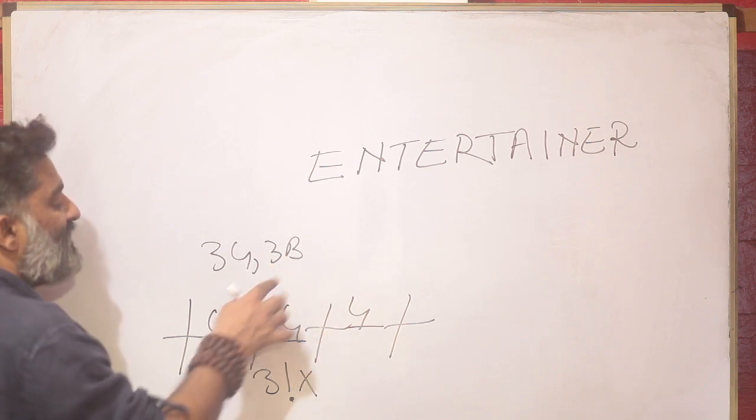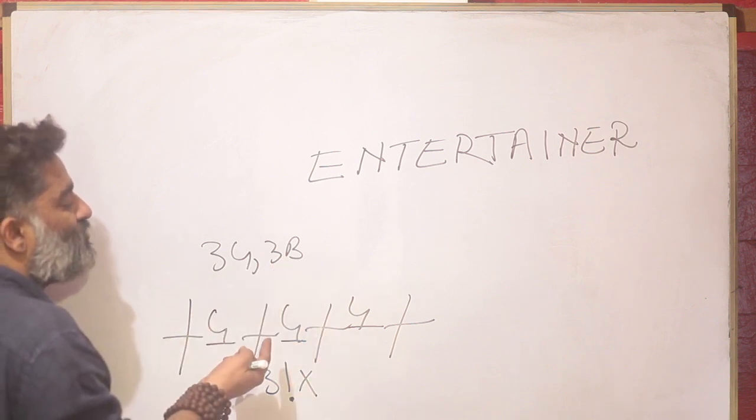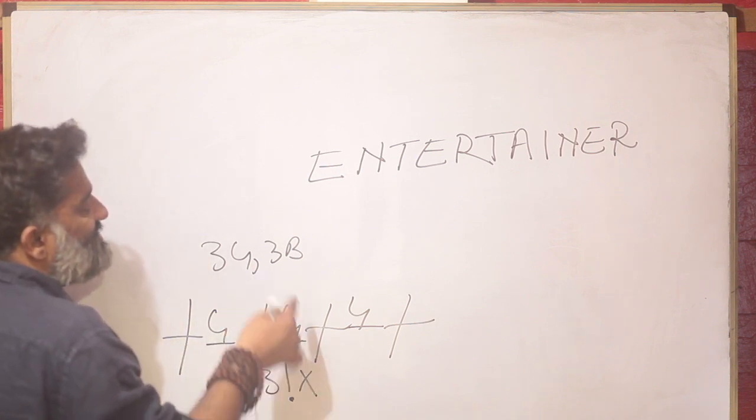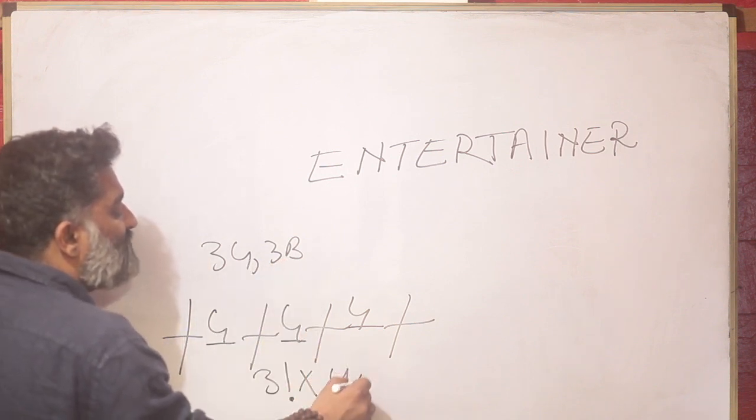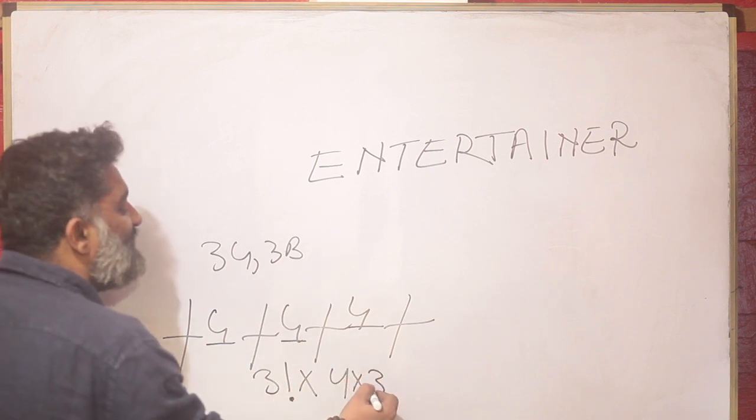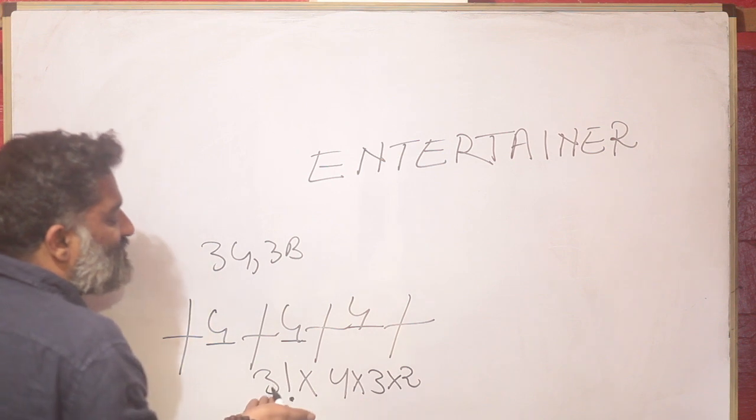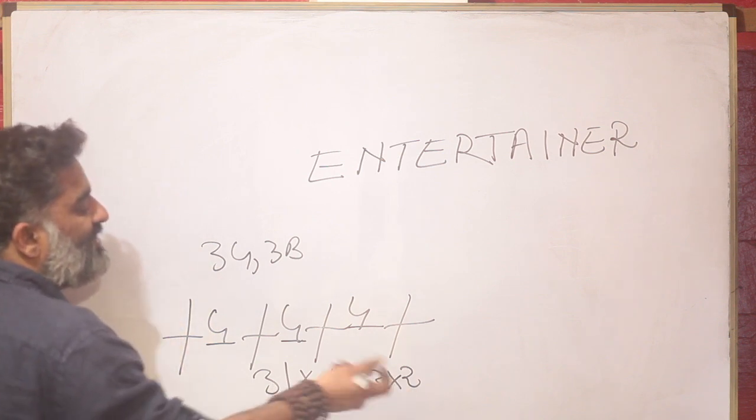Now there are 3 boys and 4 positions. So what will be my answer? For the first boy, there will be 4 options. For the second boy, there will be 3 seats left. And for the third boy, there will be 2. And this would be my answer. So 3 factorial into 4 into 3 into 2.